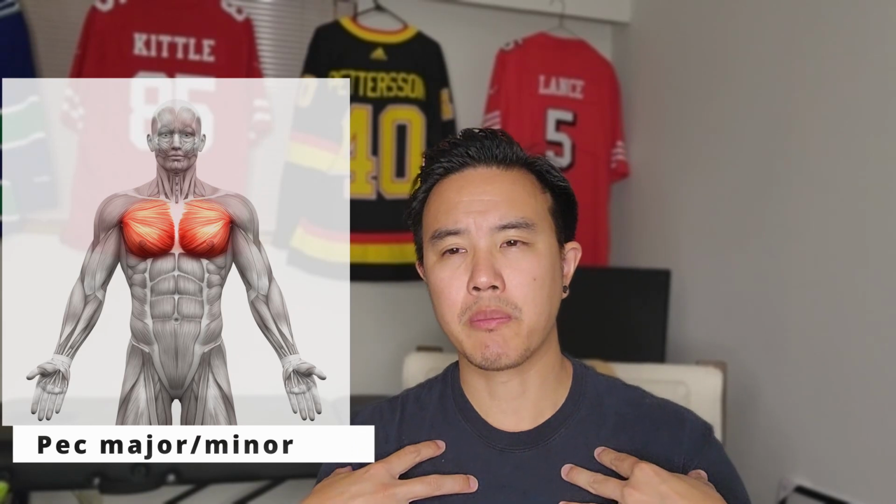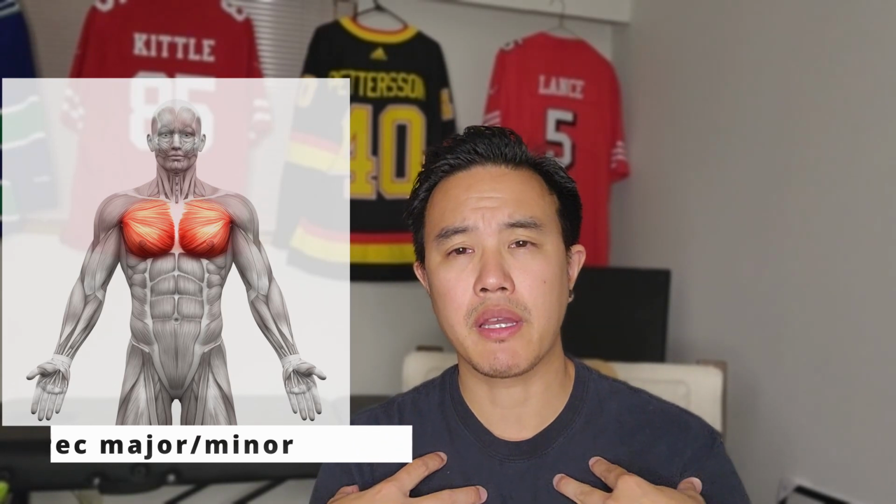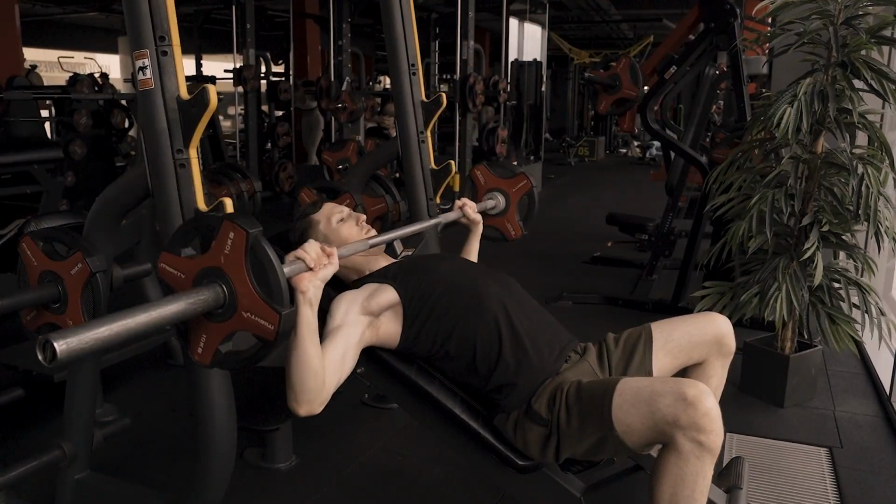So muscle group number one that can get implicated quite often are your pec muscles. Your pec muscles are composed of the pec major and the pec minor. We think about these muscles as your push-up muscles or your bench press muscles.